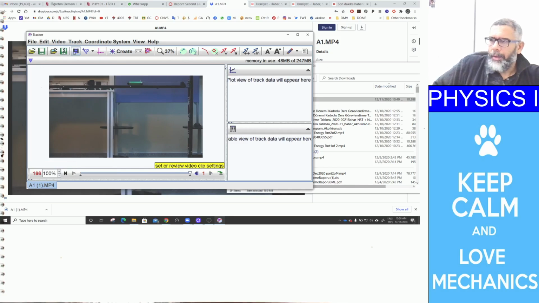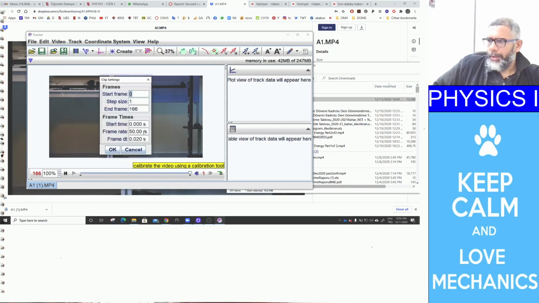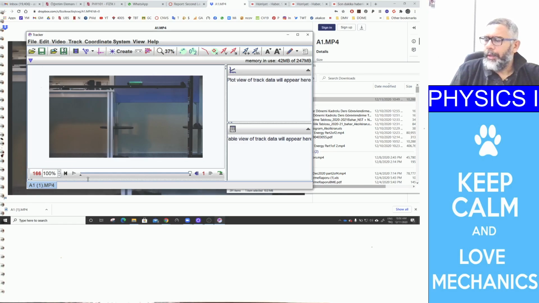First, come over to this video settings button. Okay. On the video settings button, the frame rate is put as 50. You have to change it to 52, okay? Frame rate is going to be changed to 52, the first thing. Press OK.